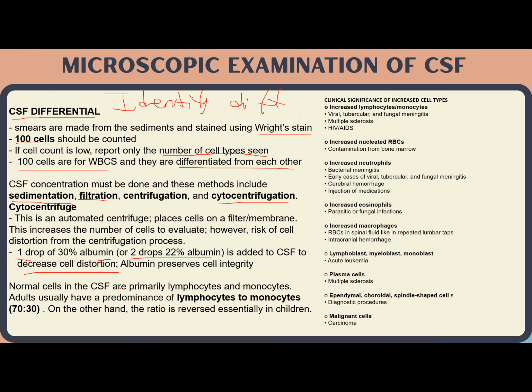Now, normal cells in the CSF are primarily lymphocytes and monocytes class. So adults have a predominance of lymphocytes to monocytes, 70-30 ratio.